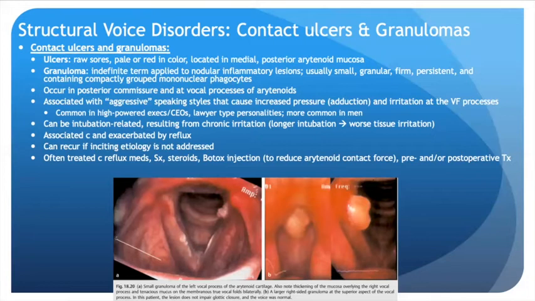They can reoccur if the inciting etiology is not addressed. For example, if they're caused by hyperadduction and the hyperadduction is not addressed, they might reoccur. They're often treated with reflux meds, possibly surgery, steroids, maybe even Botox injection to reduce arytenoid contact force, and pre and or post-operative therapy.